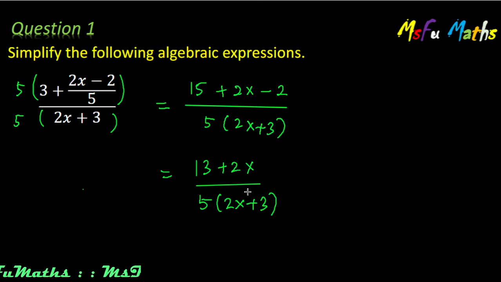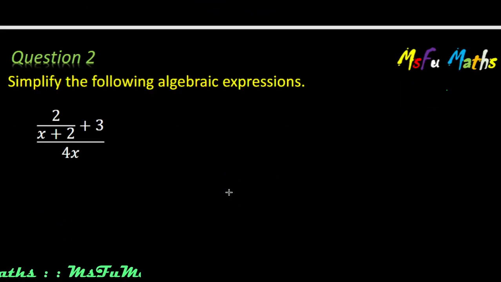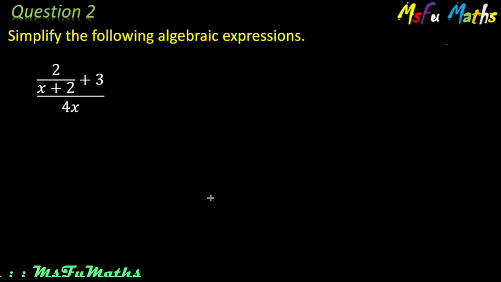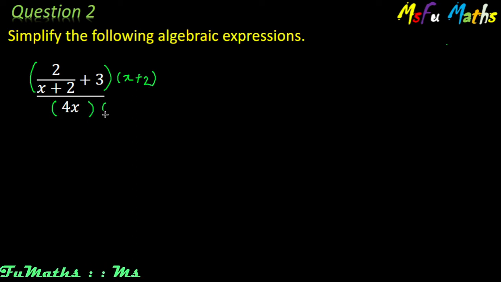We will see another example. Okay, question number 2. Let's say you have it like this. As you can see, we have one fraction here at the numerator. We can get rid of this x plus 2. How? We multiply all of this numerator by x plus 2. Remember, when you multiply, you have to multiply both numerator and denominator. So down here, you multiply with x plus 2 as well.